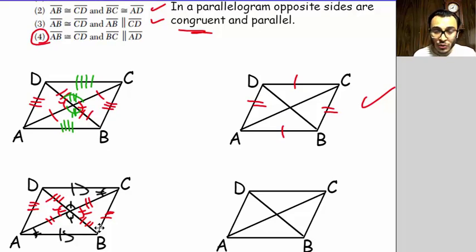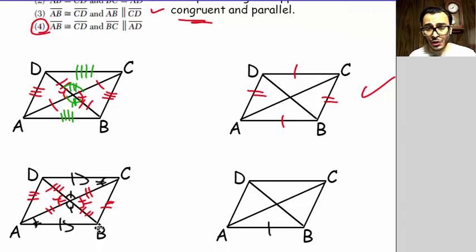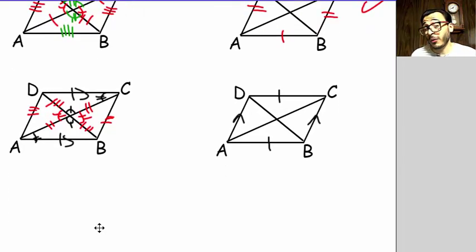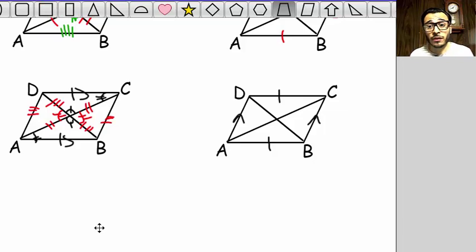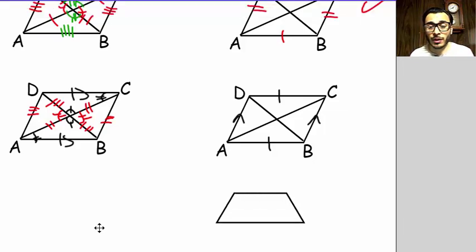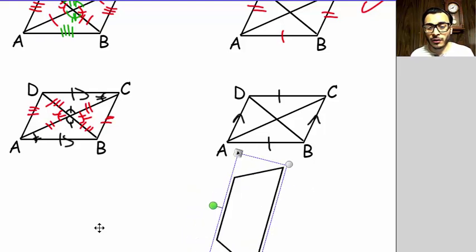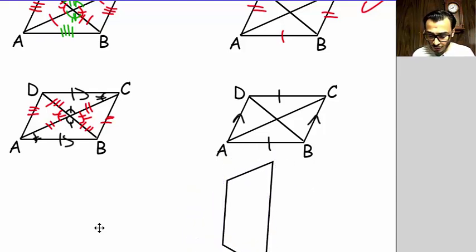I'm going to show you why choice 4 doesn't work. All we get with choice 4 is AB congruent to CD and BC parallel to AD. This does not prove it's a parallelogram. Let me show you why. That information can also fit the criteria for an isosceles trapezoid. Did you know that? Yeah, it could also fit the criteria for an isosceles trapezoid. So it doesn't prove a parallelogram here. I'll show you how it could fit the criteria for an isosceles trapezoid.